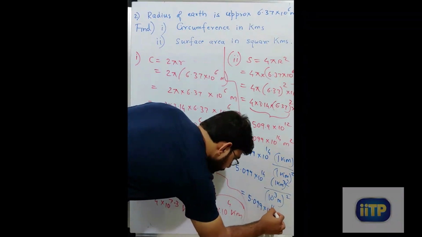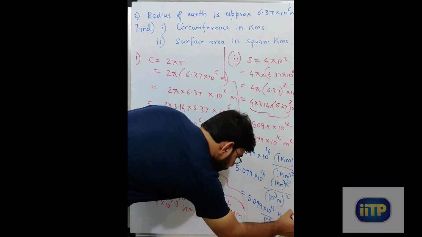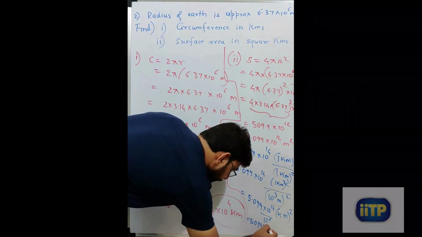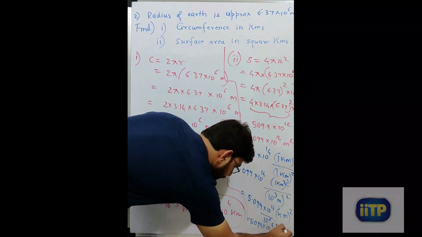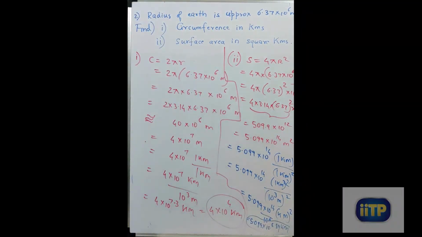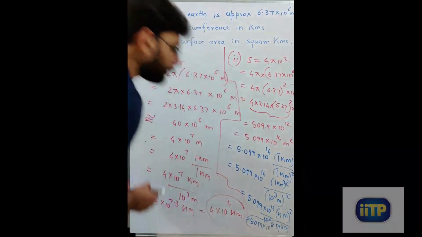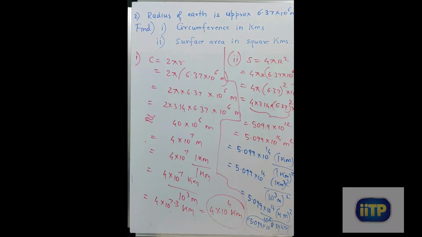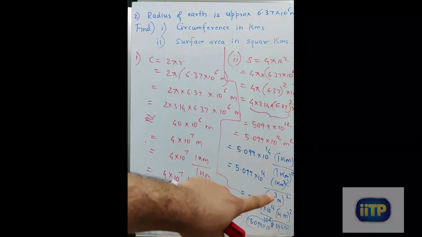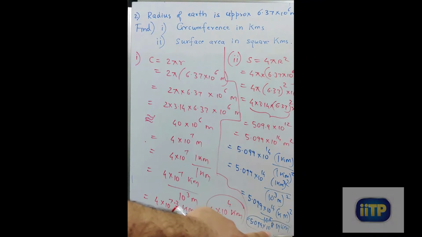into 10 raised to 14 upon 10 raised to 6 kilometer square. So the answer will be 5.099 into 10 raised to 8 square kilometer. This is the final answer. Because the downward is 10 raised to 14 upon 10 raised to 6, this 10 raised to 6 will go up and 14 minus 6 will become 8. Therefore 5.099 into 10 raised to 8 square kilometer.